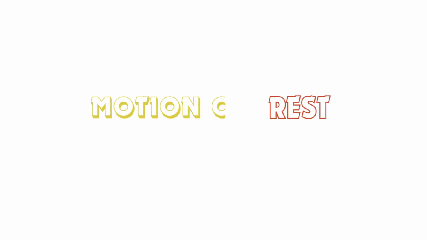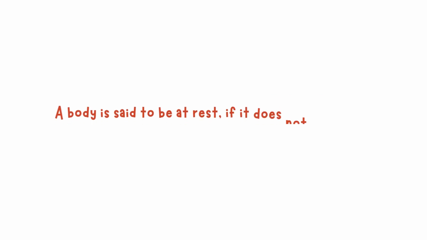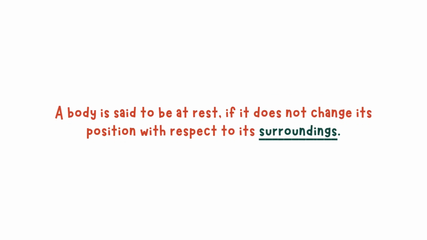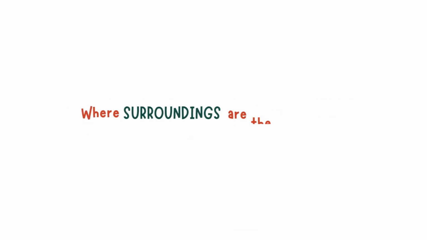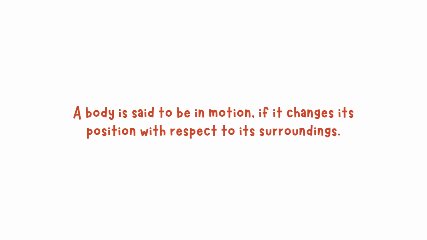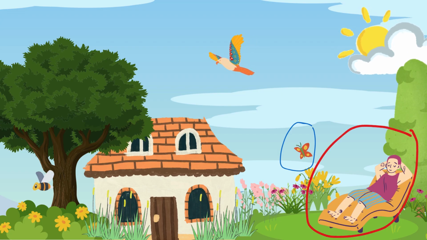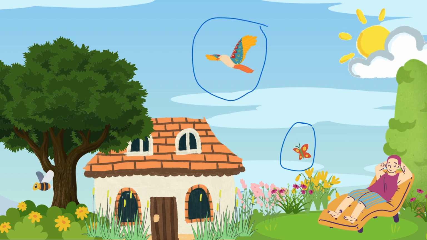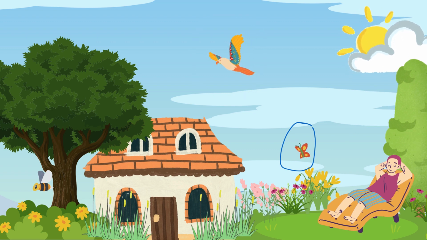There are two states of motion in which an object can exist: motion or rest. Well, a body is said to be at rest if it does not change its position with respect to its surroundings, where surroundings are considered as places in its neighborhood where various objects are present. Similarly, a body is said to be in motion if its position changes with time. Talking about the previous picture, we may find that the resting man was in the state of rest while the flying birds and butterfly were in the state of motion.